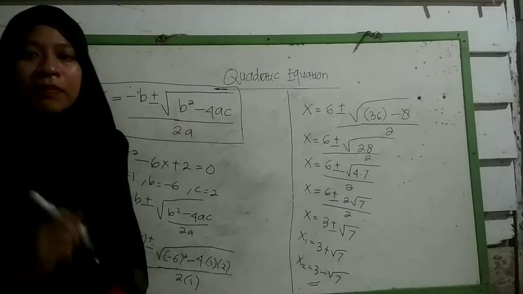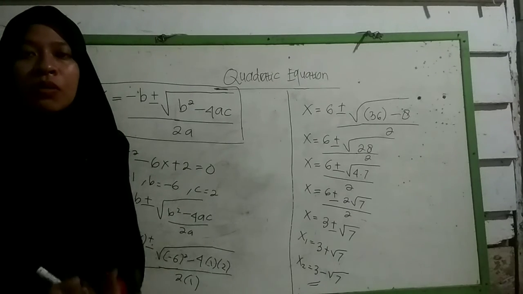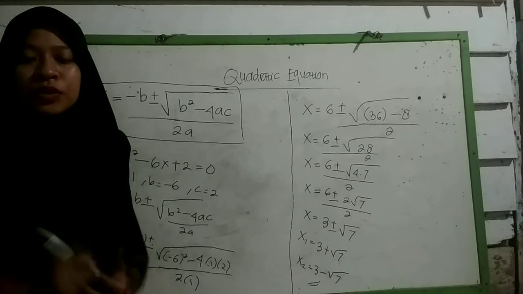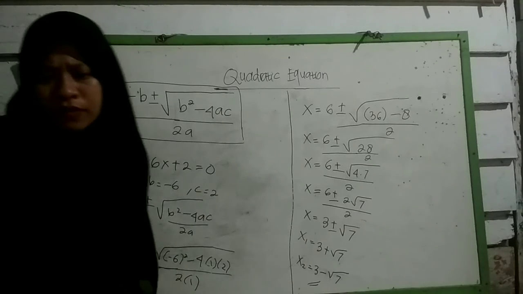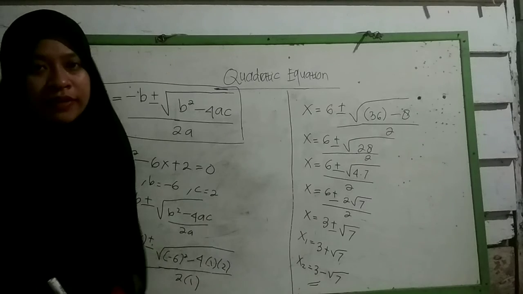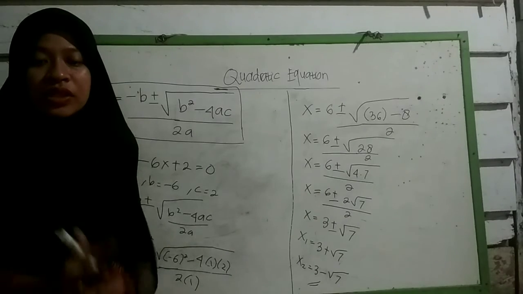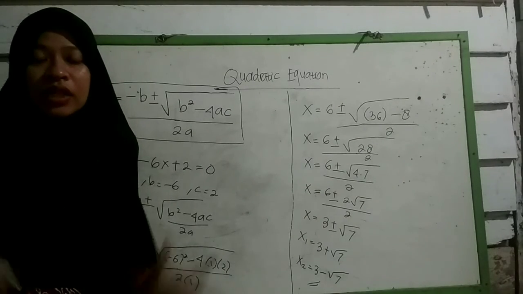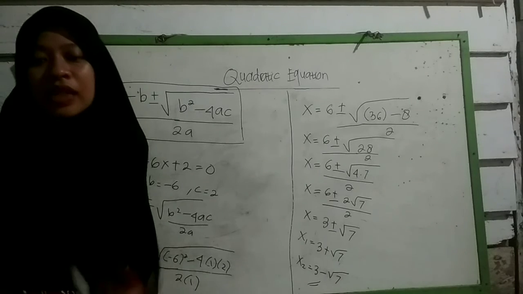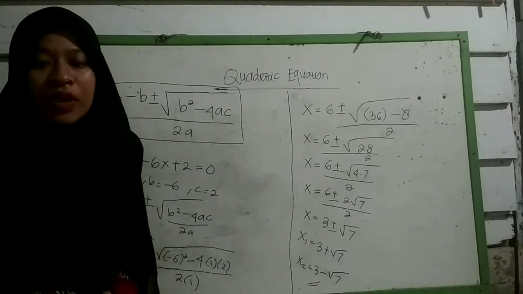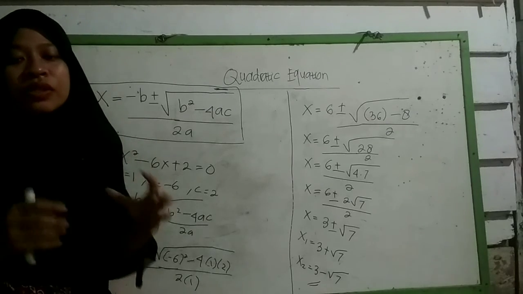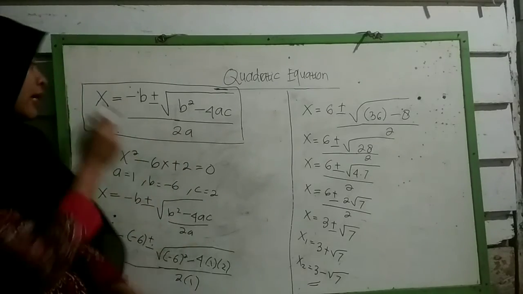Okay, for practice assignment, work on page 262, questions 1 to 5. The conclusion obtained today is how to determine the roots of the quadratic equation. We can use the ABC formula.